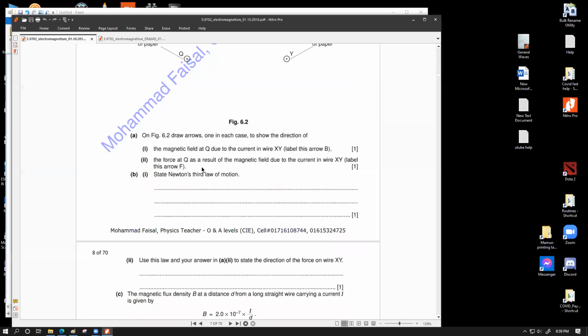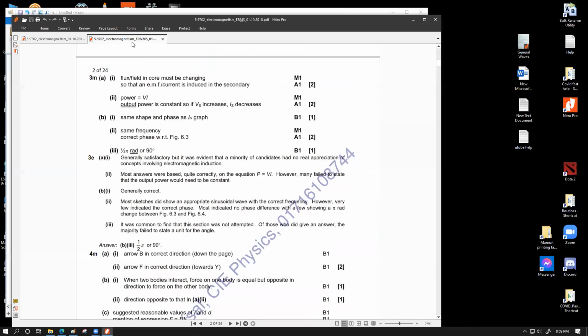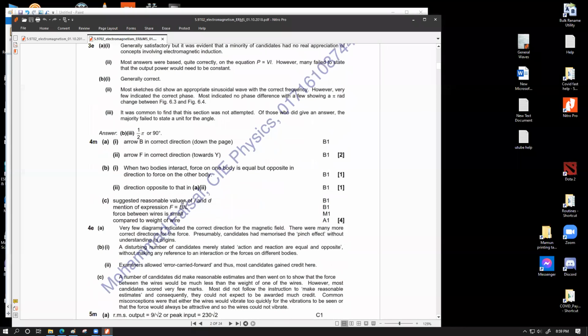I understood, sir. Have a look at the mark scheme language. We'll have a look at number 4. Such reasonable values of I and D. Mention of the expression F equals BIL. Force between wires is small compared to the weight of the wire. In this case, they have mentioned the other factor, weight of the wire, or as I used the term, inertia. We should stick to the term weight because that's what they prefer.